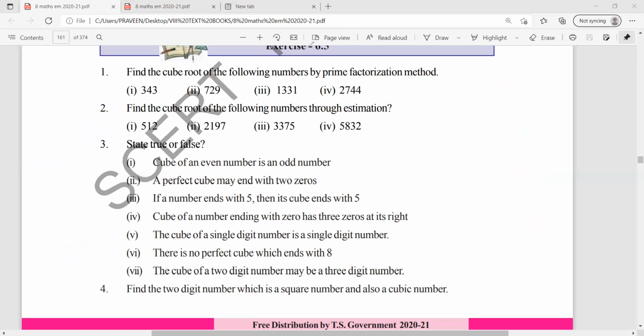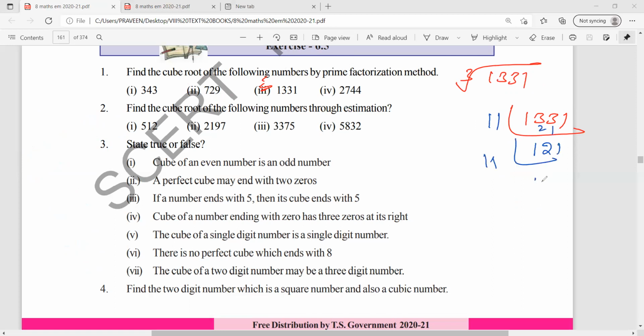Now go back to the third question. What's the third question? 1331. Cube root of 1331. You can take the LCM of 1331. The 1 table, 2 table, 3 table, up to the 10 table; the 11 table is possible. So 11 ones are 11. 11 twos are 22, 1 will come.